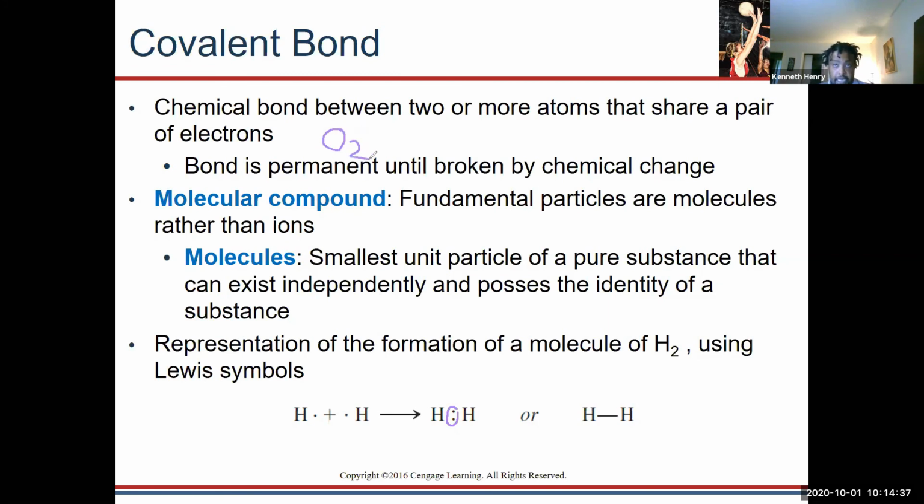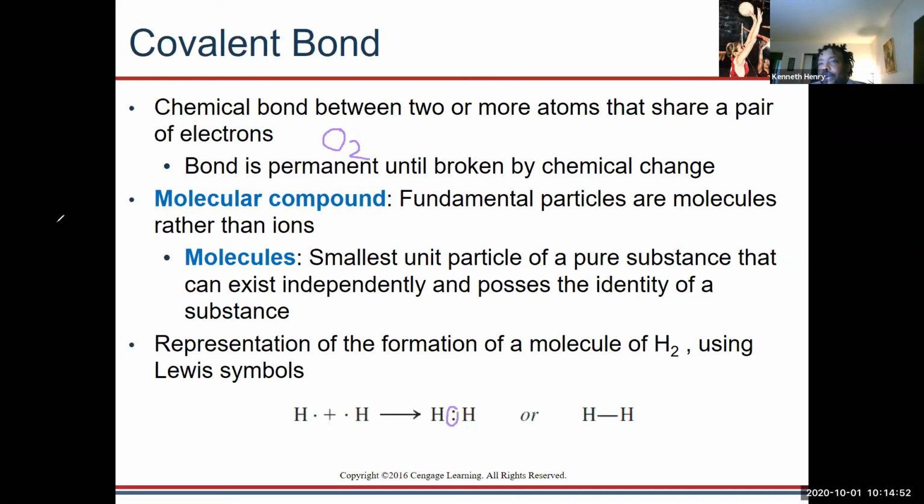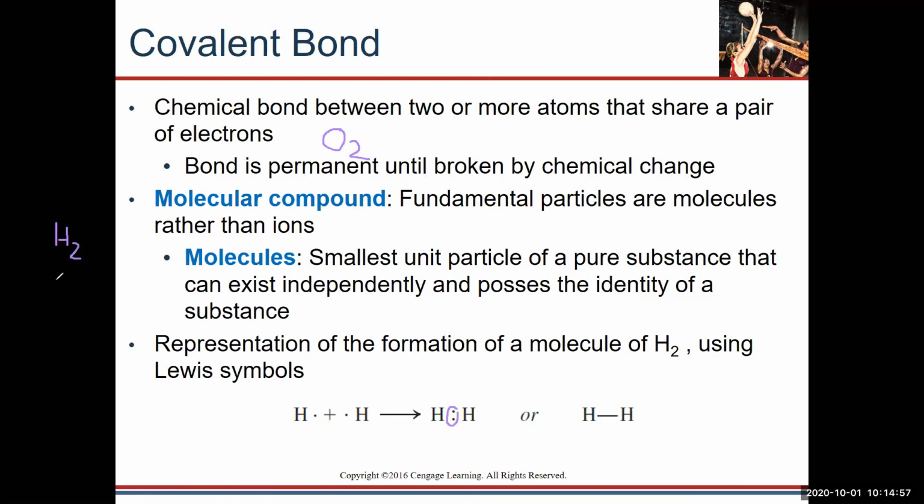So if we have O2, which is a diatomic, what are your diatomics? Can you remind me? Have no fear of ice cold beer. So that means hydrogen, nitrogen, chlorine, oxygen, iodine, and bromine. You guys are so fast.